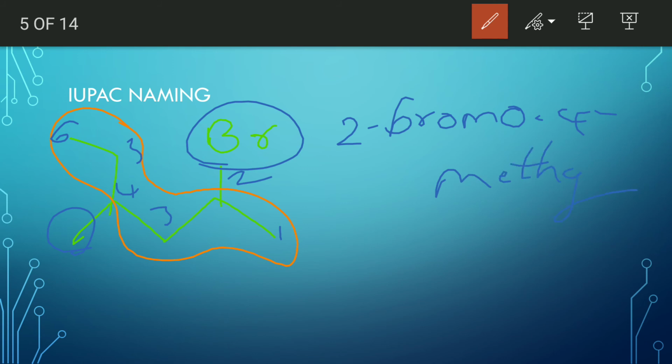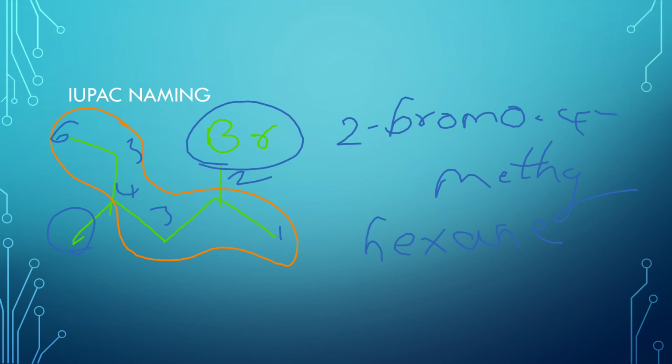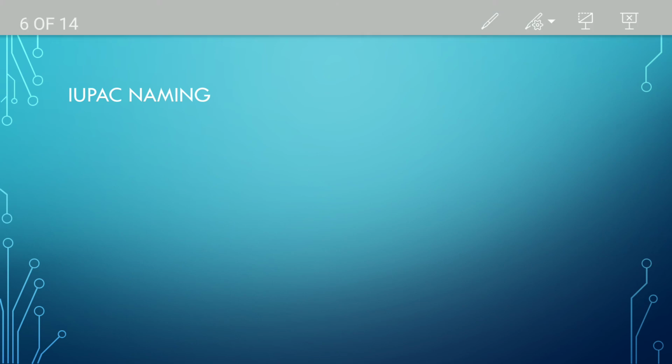Now the word root is 6, hex, and ane. It's an alkane, right? So you must do it in this way. Let's do another example.